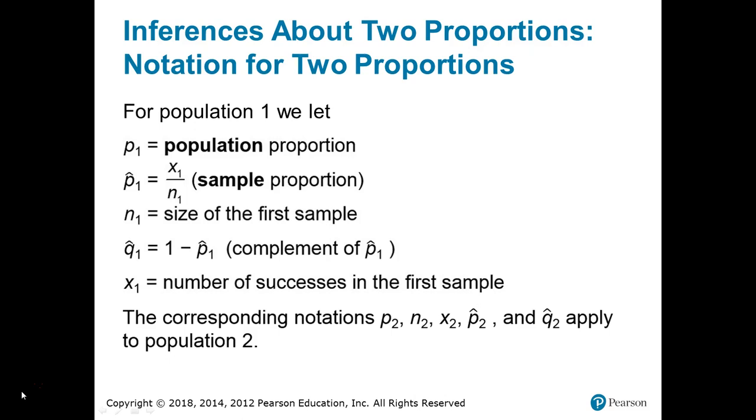And here is just the notation for dealing with two proportions. So we just use the subscripts to describe which data set we're dealing with, the first one and the second one. So P1 will be the population proportion for the first one. P1 hat will be the sample proportion, which would be the number of successes over the total number in sample 1, and n1 is the size. Q1 hat is going to be the complement of P1 hat. And then just note that for the second data set, you just have a subscript of 2.